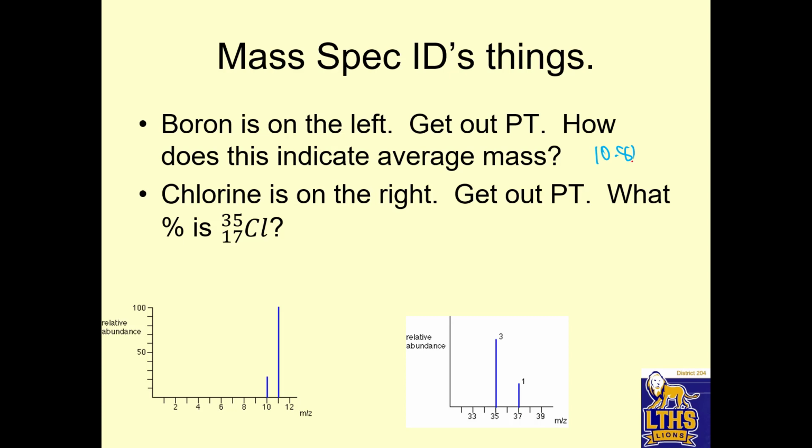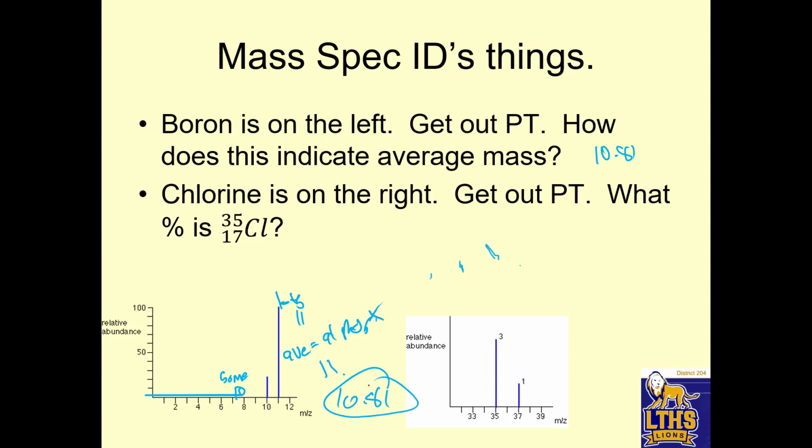Well, look, there's lots of 11. There's some 10. And these are relative abundances for these things. So you can kind of eyeball where it comes from. So lots of 11, some 10. So what you would get from this would be an average of almost 11. Almost 11. And it is, it's 10.81.